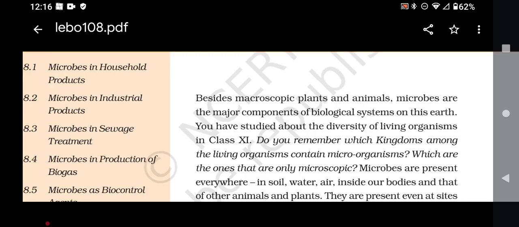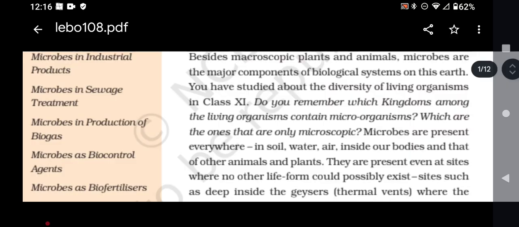You have studied about the diversity of living organisms in class 11th. Do you remember which kingdoms among the living organisms contain microorganisms? Which are the ones that are only microscopic?